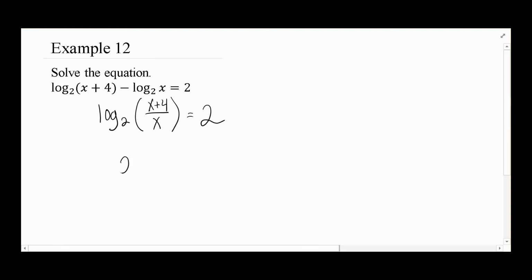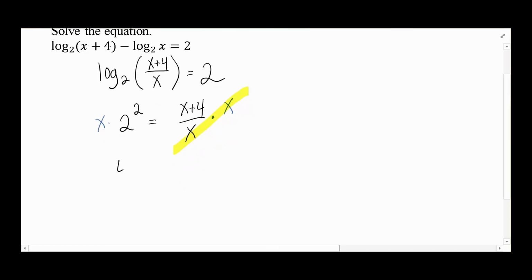Now I take the base, raised to the power of the opposite side, equals the argument. This is a rational equation, and so we go through our normal routine of getting rid of the fractions. Let's multiply both sides of the equation by x. On the right-hand side, those x's will divide out, and that's going to leave us 4x equals x plus 4. Let's get all the x's to one side, so let's subtract an x to the left. Let's divide by 3 and get x equals 4/3.